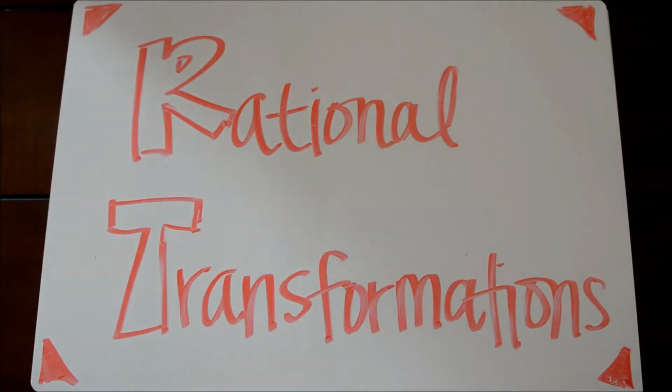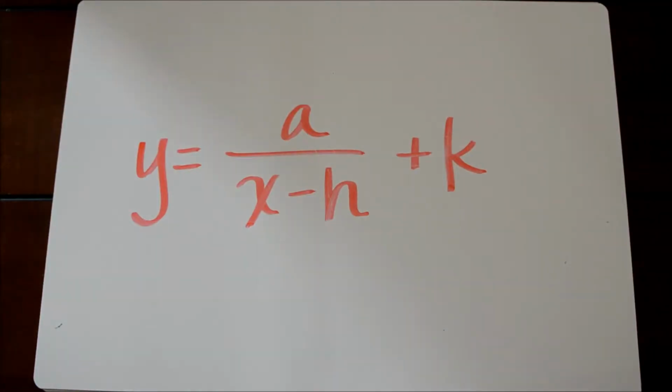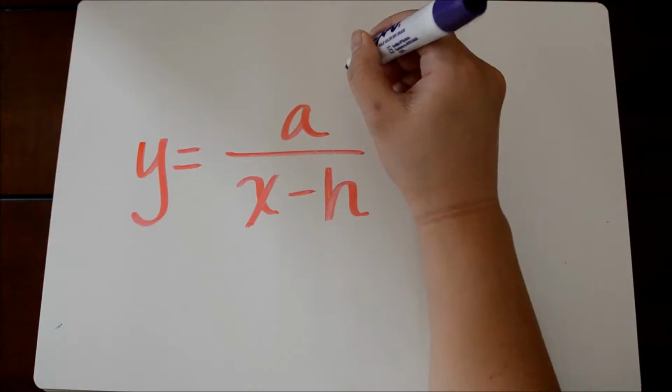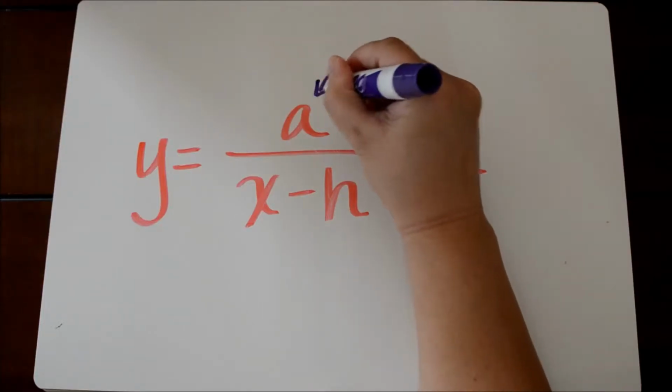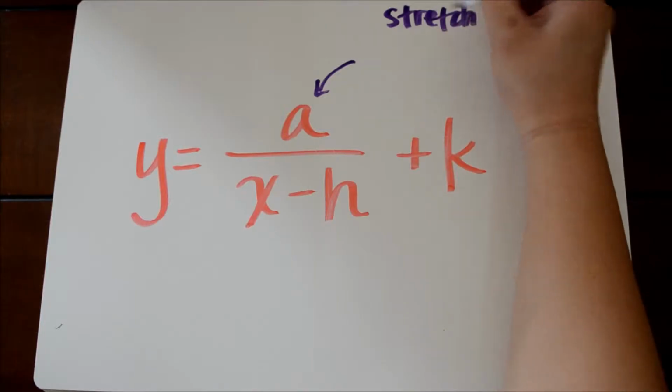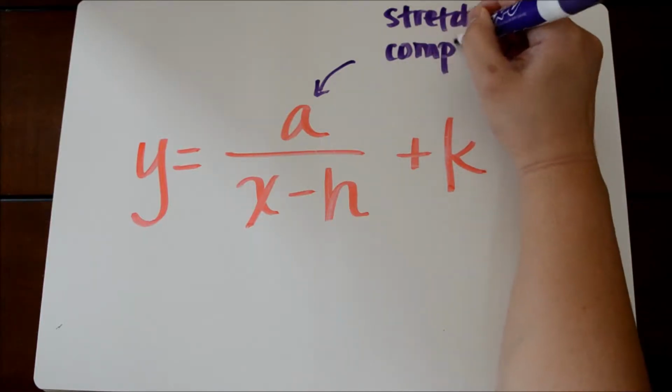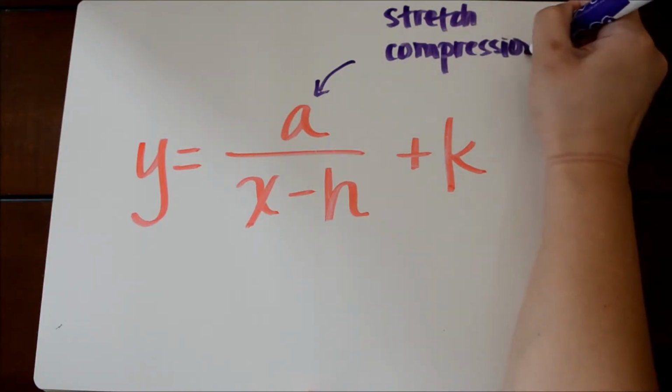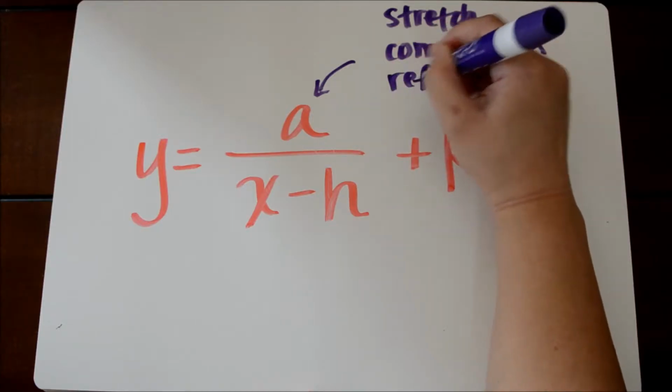Today our lesson is on rational transformations. First, let's review the transformation function. Here we have y equals a over x minus h plus k. The a value will tell us three things about our function. It will tell us whether we have a vertical stretch, a vertical compression, or a reflection across the x-axis.